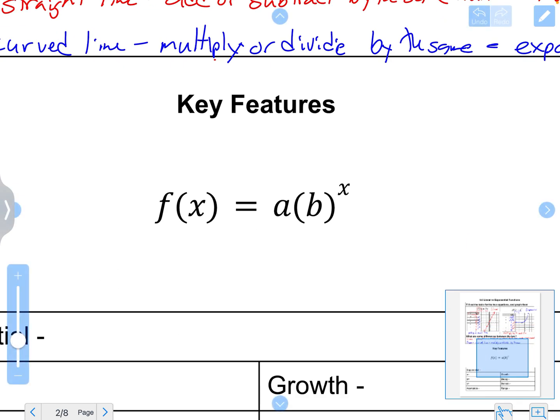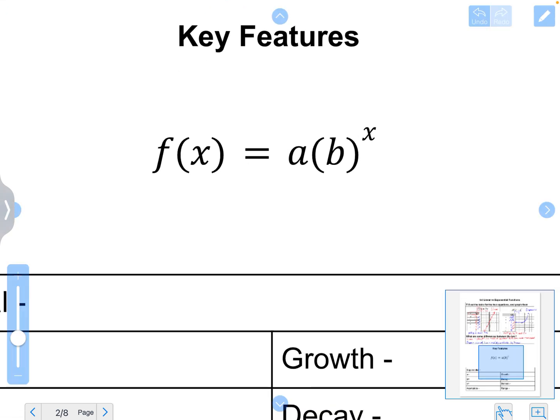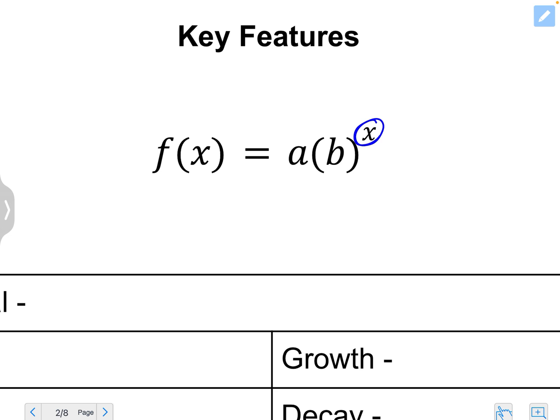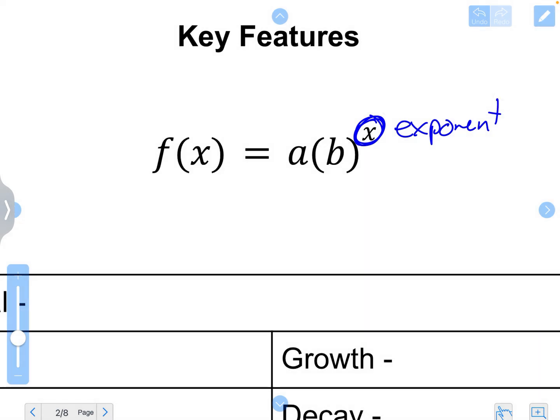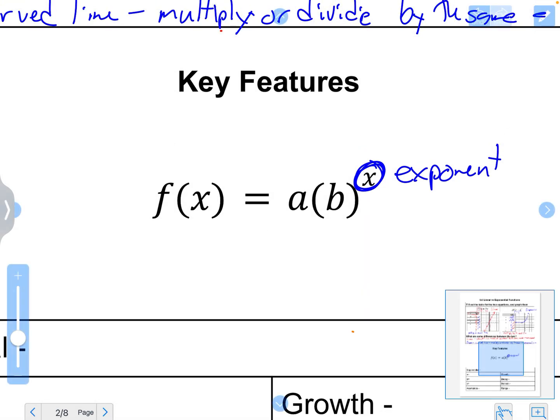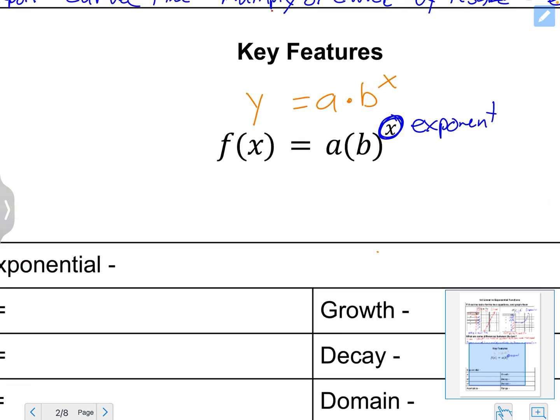So we're going to spend the rest of these notes talking about our exponential function, and this right here is our exponential function. The thing that tells us that it's an exponential function is our x is an exponent. It's that small little number to the top right. We will also see exponentials written as y equals a times b to the x. Both of these mean the exact same thing. There's nothing different about them.